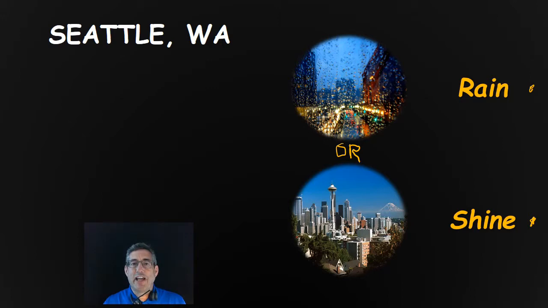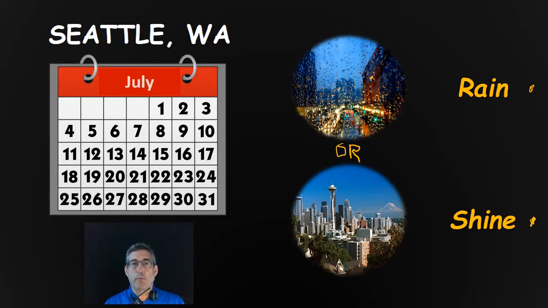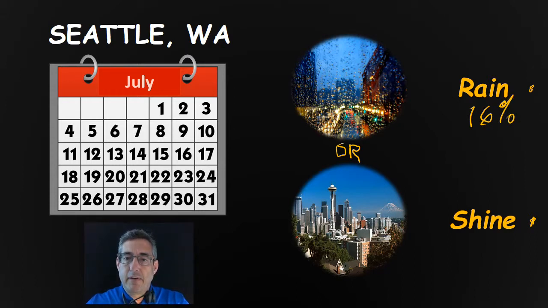Anyone who's lived in Seattle knows that the months of July, August, and September are the best months weather-wise. The temperatures are usually in the 70s, the humidity is low, and most days it does not rain. So I'm going to use an example of the month of July. If you look at historical weather data for July, you'll find out that it rains 16% of the days and shines 84% of the days.